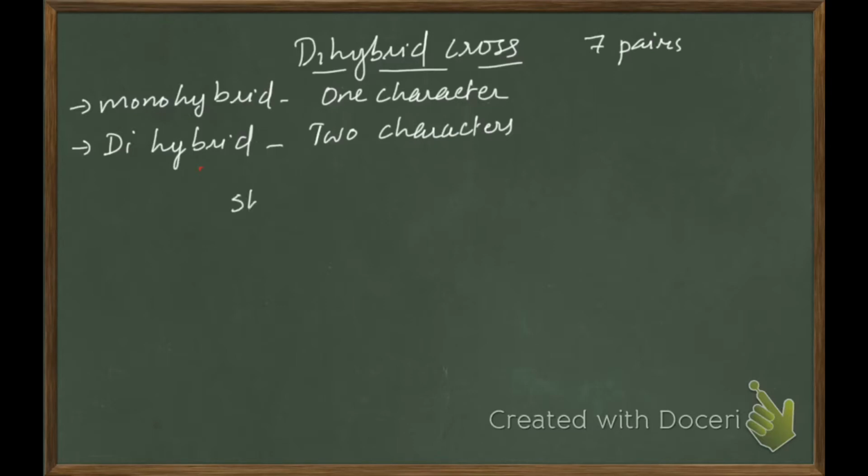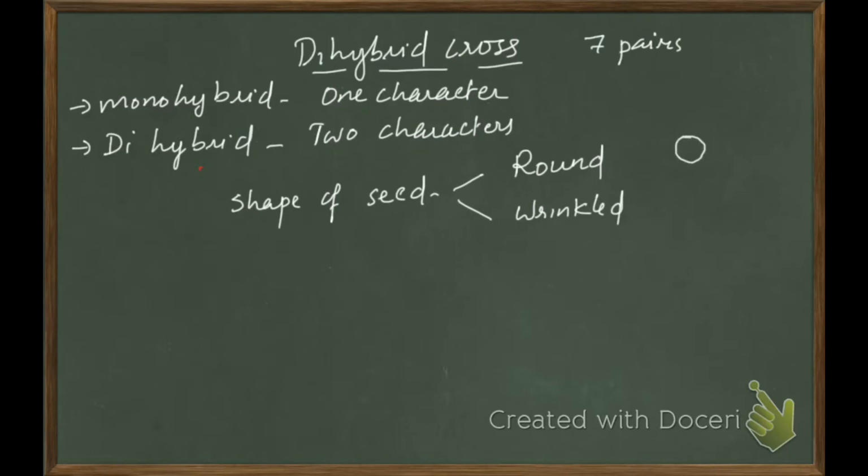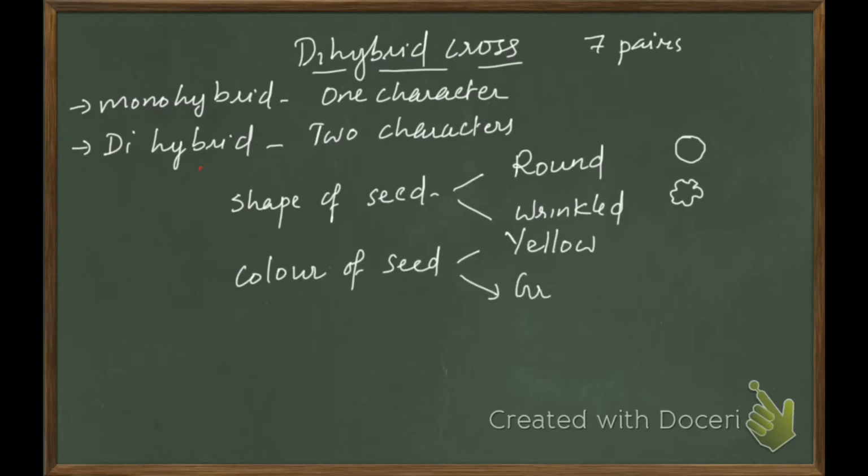One is shape of seed. There are two types of shape we can observe. One is round seed, then another is wrinkled seed. Round is having a smooth round structure, wrinkle is having a little bit the structure like this. And the other is color of seed, yellow, green. So in this dihybrid cross, we consider two characters at a time.